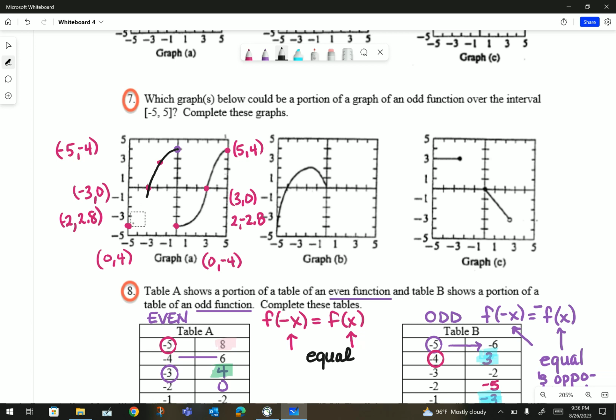Not the best drawn graph, but you get the point. Okay. There's our odd function. All right. Let's try this one. So 0, 0 would stay 0, 0. And then negative 2, comma 2 would become positive 2, comma negative 2. You have to flip it.